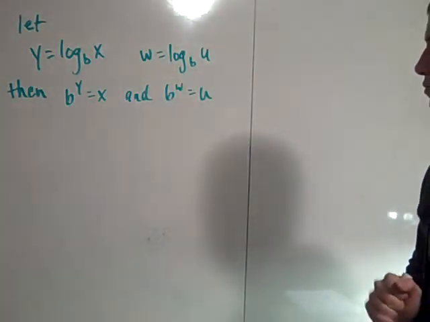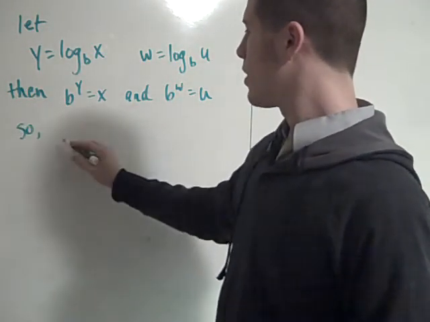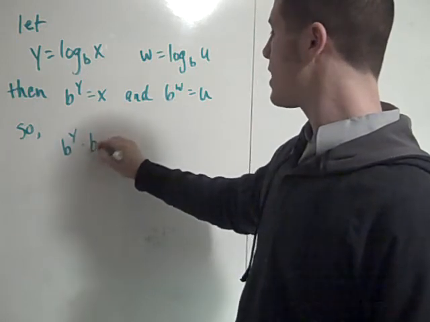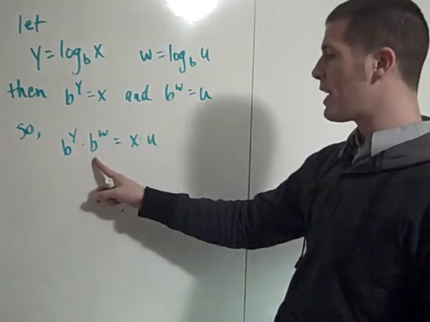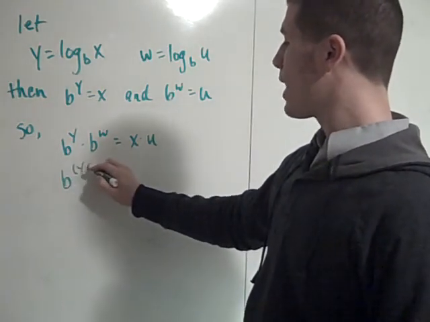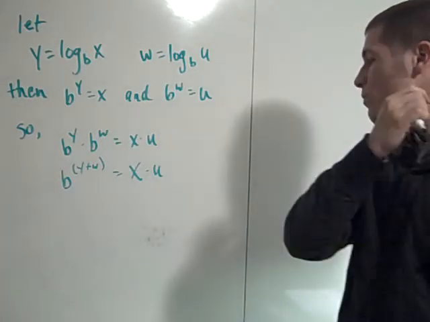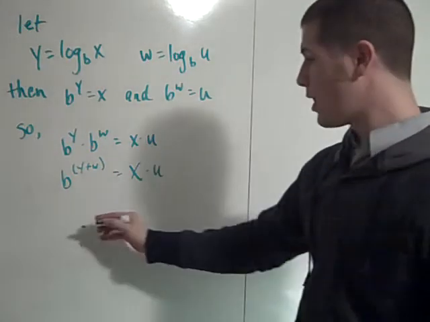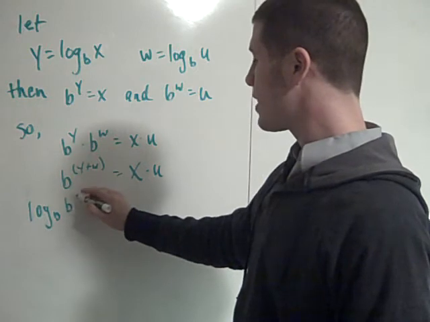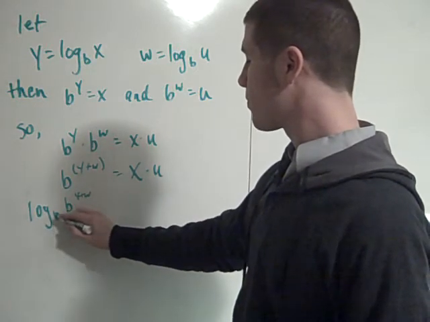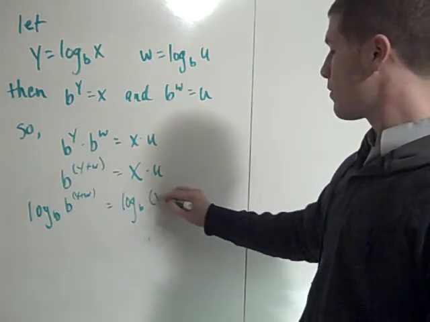Okay. So this implies, so b to the y times b to the w is equal to x times u. But b to the y times b to the w, that's b to the y plus w. This equals x times u. And now, take the log base b of both sides. So the log base b of b to the y plus w equals log base b of x times u.